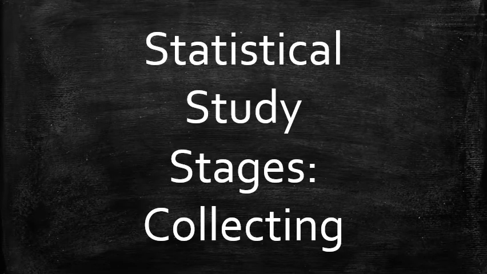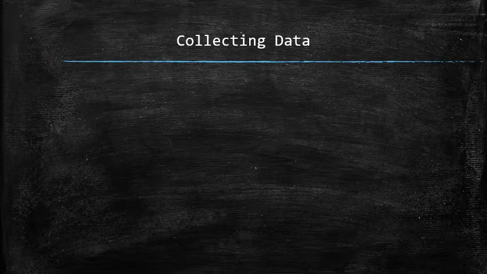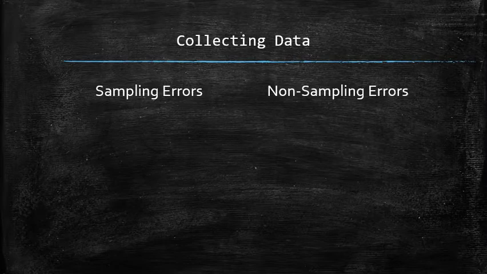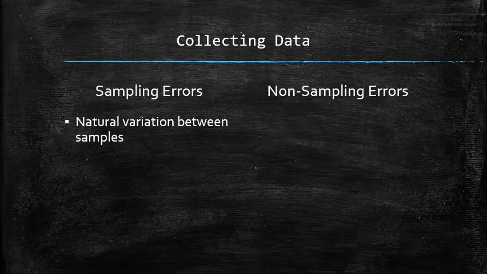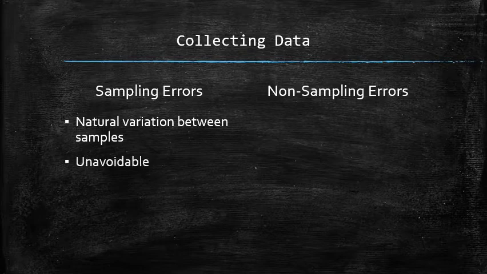Next, we will discuss the aspects of collecting data. When collecting data, it is important to be aware of sampling errors and non-sampling errors. Since no two samples are alike, the actual process of sampling causes a natural variation, which is what we call the sampling error. The only way to avoid the sampling error is to perform the census.